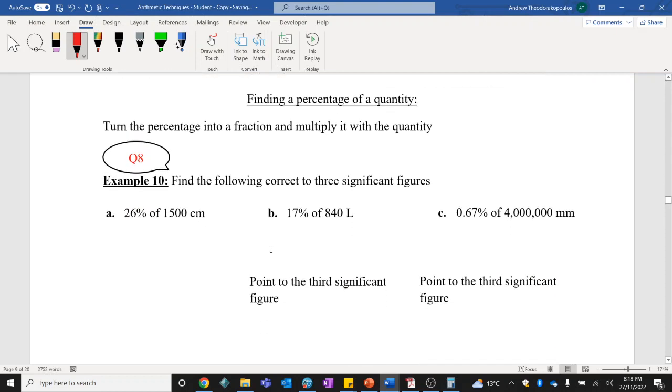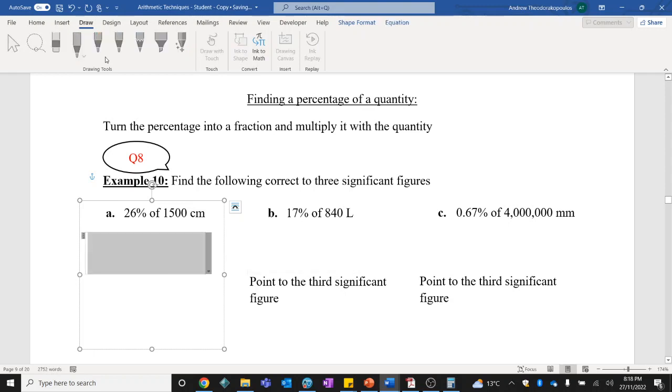Finding a percentage of a quantity. Okay, so to find the percentage of a quantity, what you will need to do is just find the percentage of an amount. Okay, and then it says to correct to 3 significant figures. So the first thing we're going to do is we're just going to work them all out.